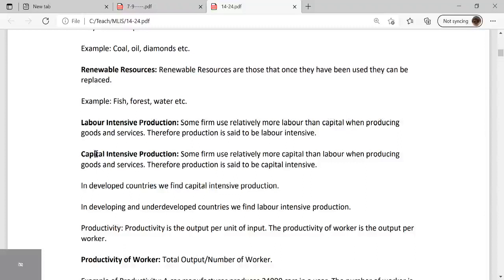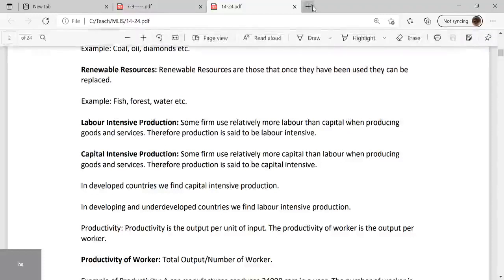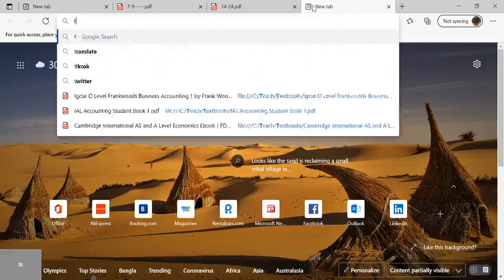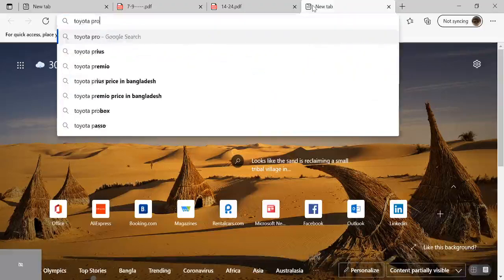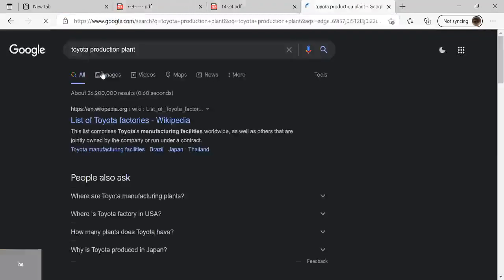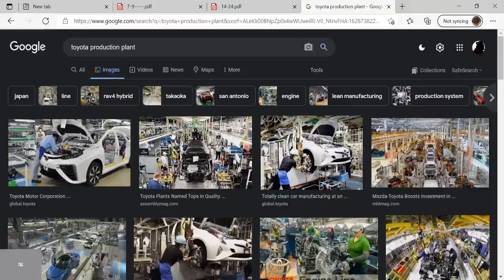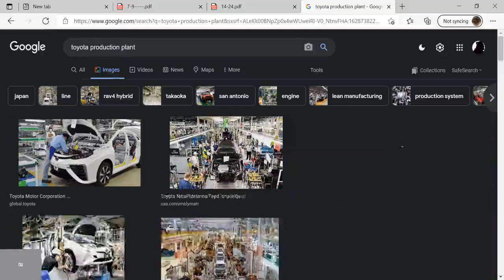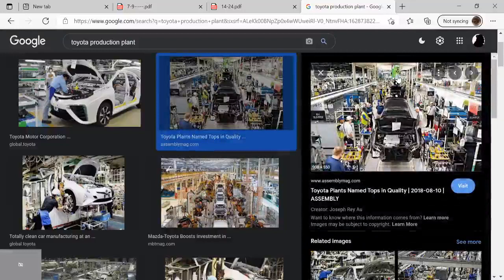Okay, next we have car production. Vehicle, Toyota suppose. Toyota is producing cars. If you go to their plant, you can also see their images. So let's see, Toyota production plant. If you see the images, you'll find very few people, but a huge amount of machineries. So it is mostly dependent on machinery.